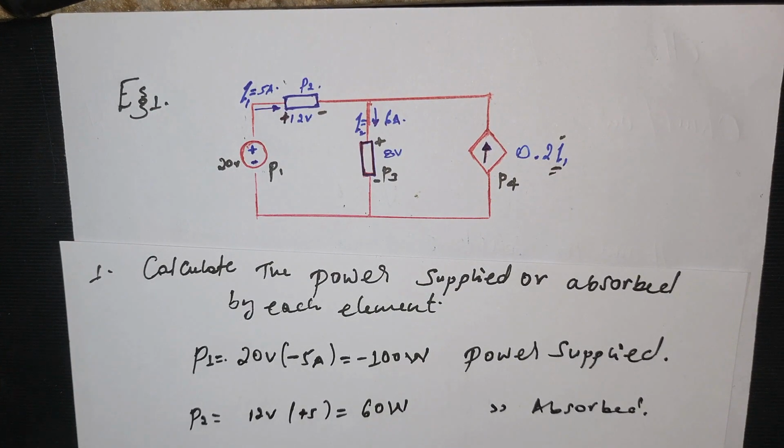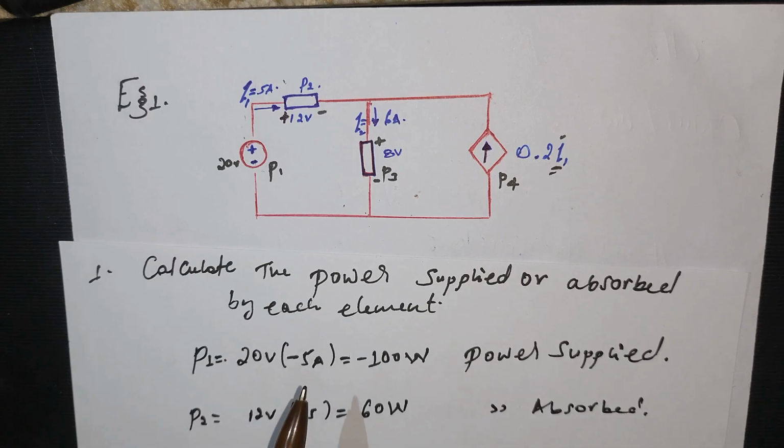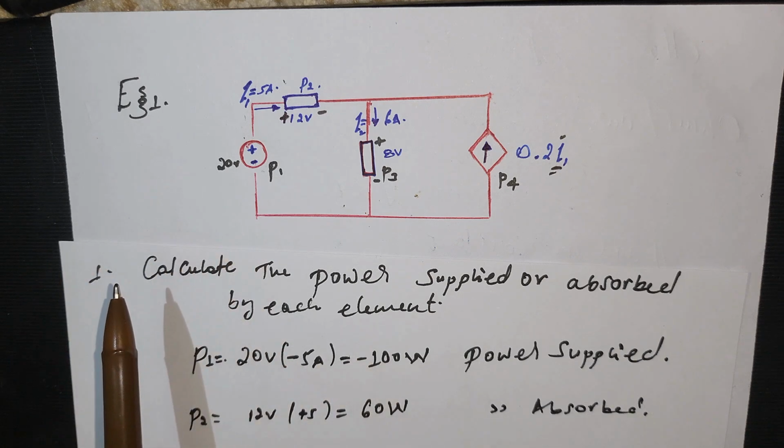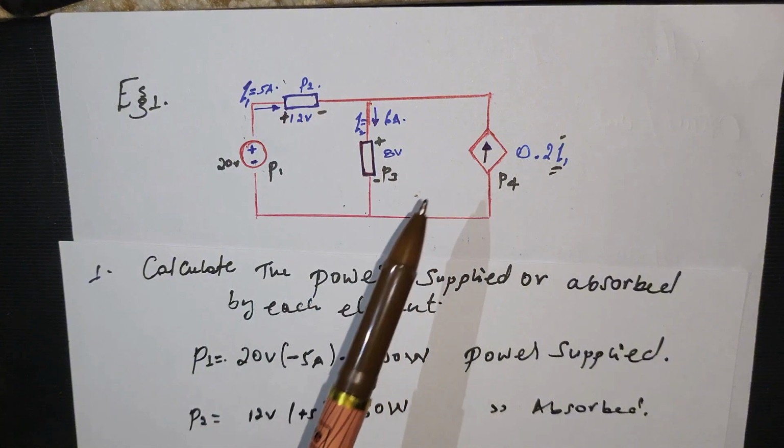We're gonna solve some practical problems in chapter 1. So let's begin from the first one. We are given this circuit and we are asked to calculate the power supplied or absorbed by each element. So the elements in the circuit are this one, this one, this one, and this one.